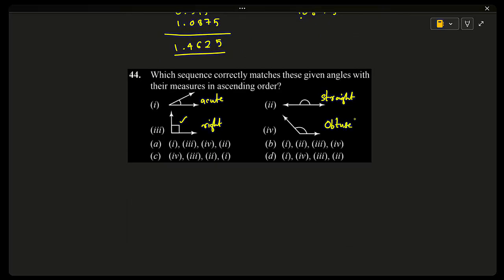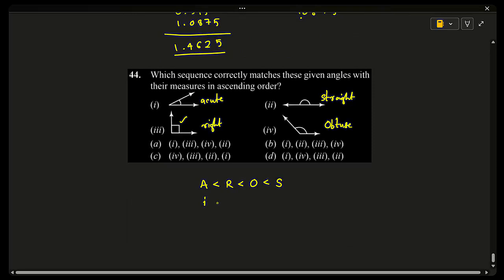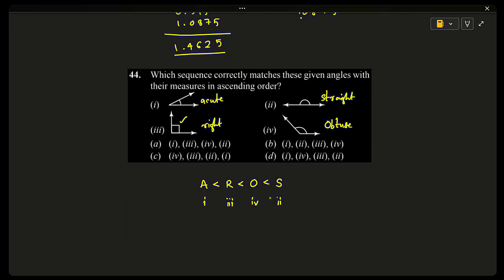So they're asking us to arrange in ascending order. Acute comes first, acute is less than a right angle, and the next one is the obtuse angle, and the next one is the straight angle. So acute is in the first figure, and then the right angle is in the third figure, obtuse is in the fourth one, and the straight angle is in the second one. 1342, option A.